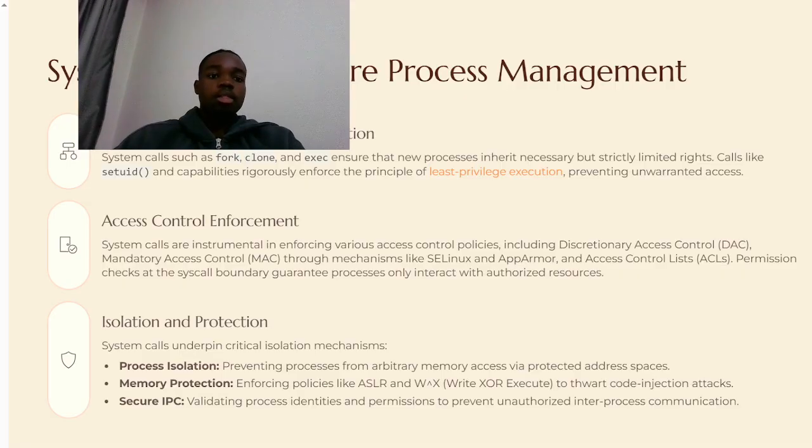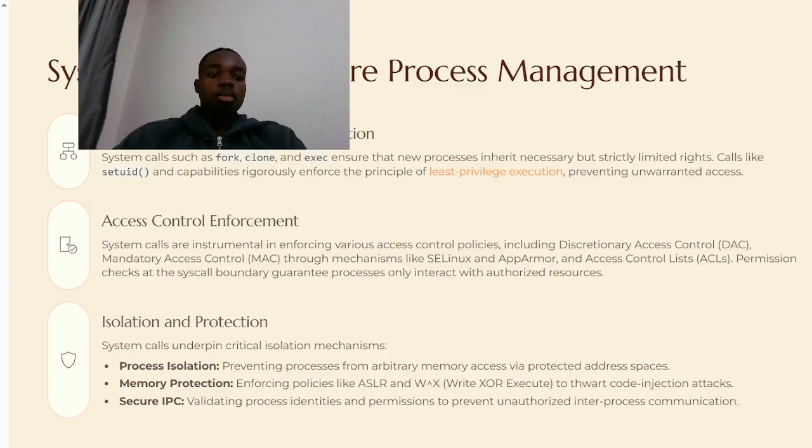Now we have access control enforcement. System calls are instrumental in enforcing various access control policies including discretionary access control, mandatory access control through mechanisms like SELinux and AppArmor, and access control list permission checks at the system call boundary guarantee processes only interact with the authorized resources.